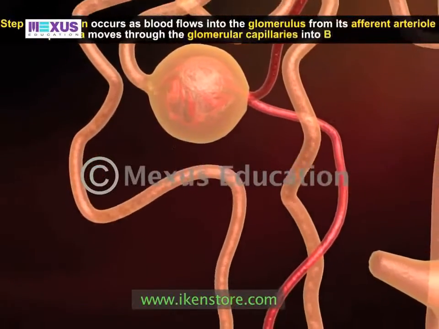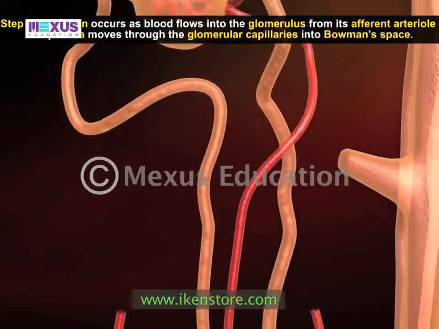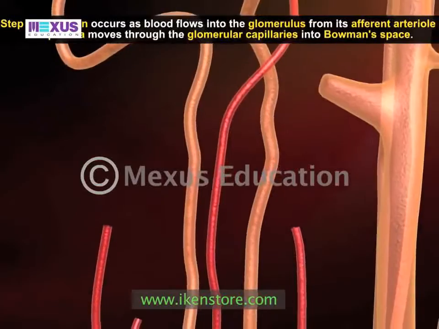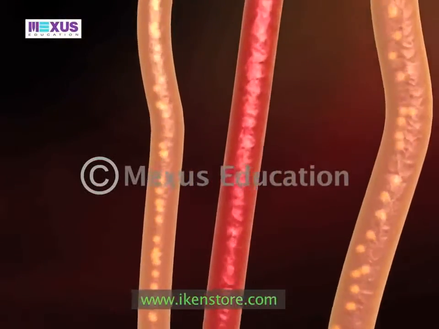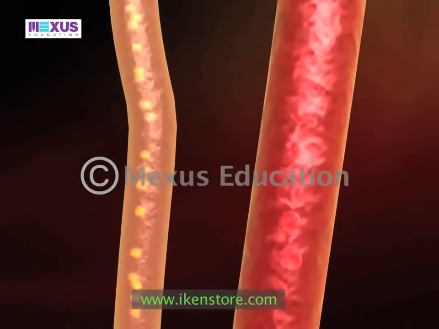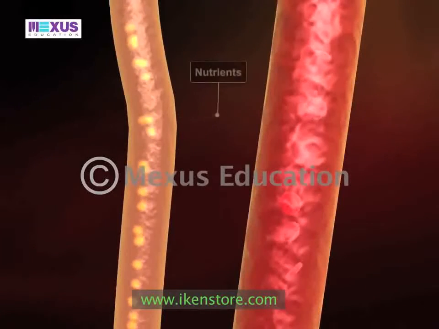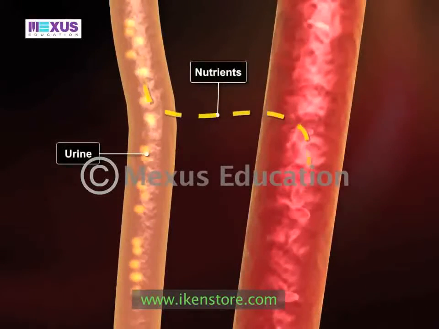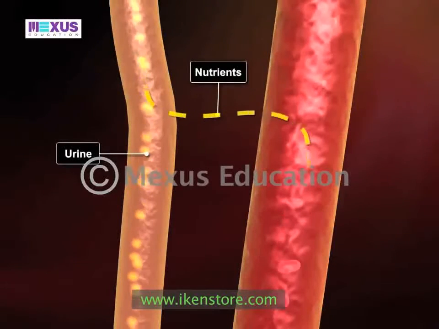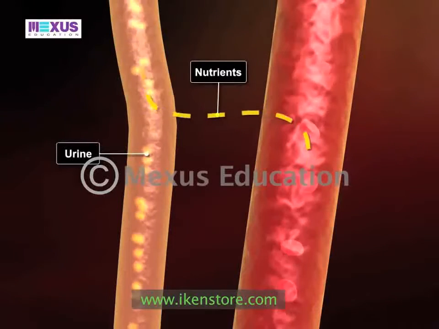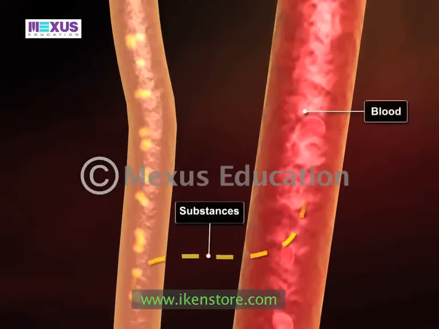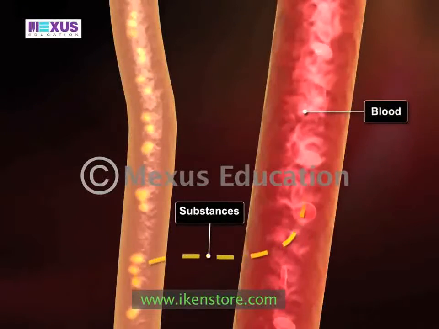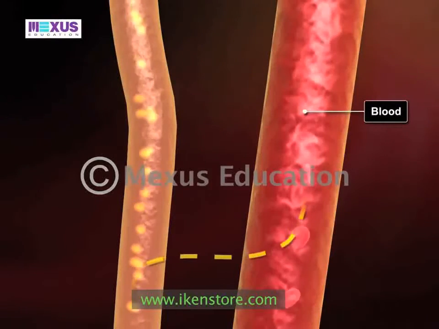Capillaries into Bowman's space. From Bowman's space, the glomerular filtrate moves into the tubular segments of the nephrons. Here, through tubular reabsorption, electrolytes and nutrients move from the filtrate back into the bloodstream. Through tubular secretion, substances move from the peritubular capillaries into the urine filtrate.